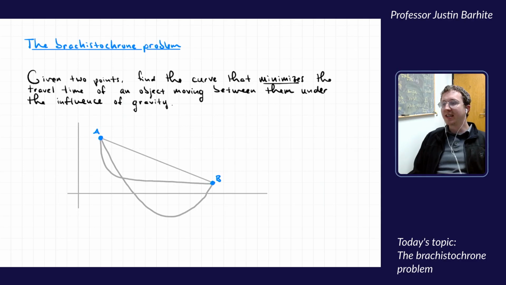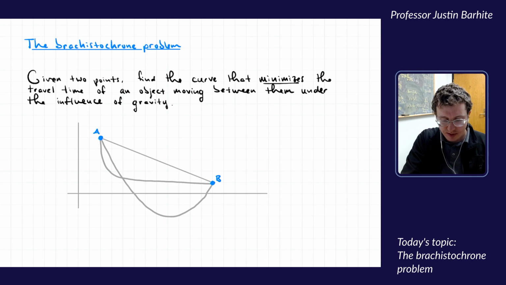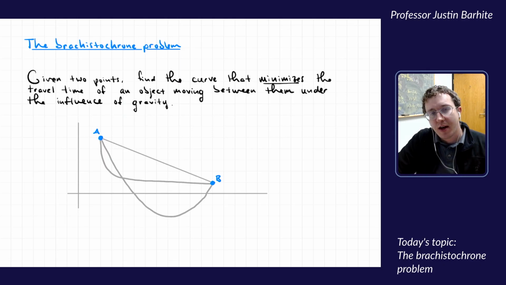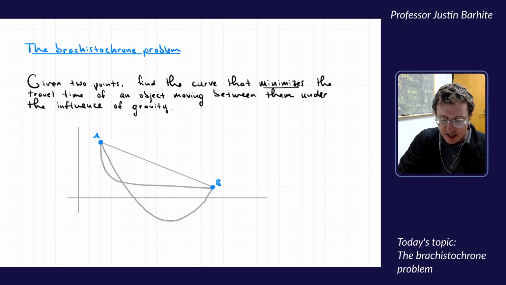It's called the Brachistochrone problem. It comes from the Greek words meaning shortest time. And the idea is that if I have 2 points, I want to find the path between them. Like imagine building a track and running a marble down it. I want to build my track to get the marble from point A to point B as quickly as possible.